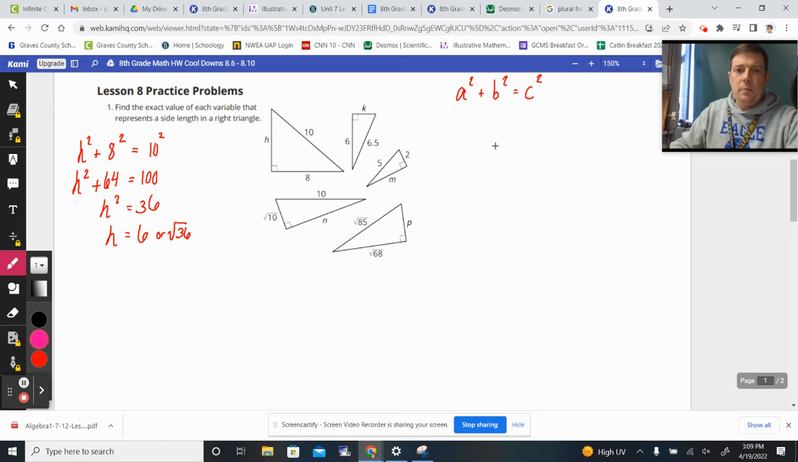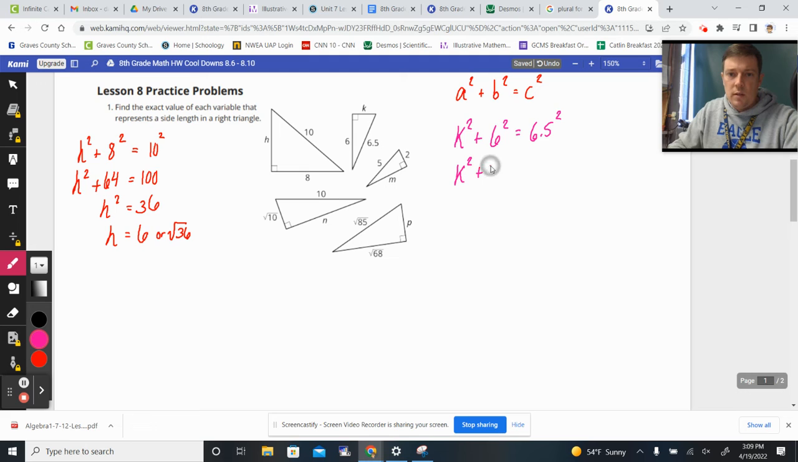I'm going to do k. So k is a leg and 6 is a leg. And this one right here is the hypotenuse. So we're going to take k squared, treat it like an a. We're going to take 6 squared, treat it like a b. And then we're going to set that sum up equal to c squared, which is 6.5 squared, right? So in this setup, I'm going to keep the k squared the way it is.